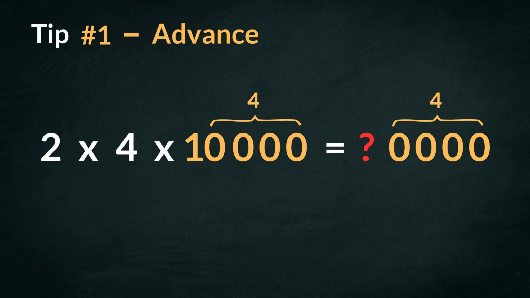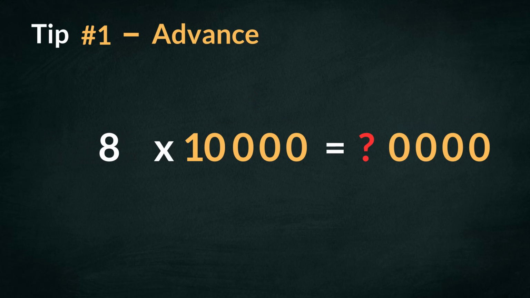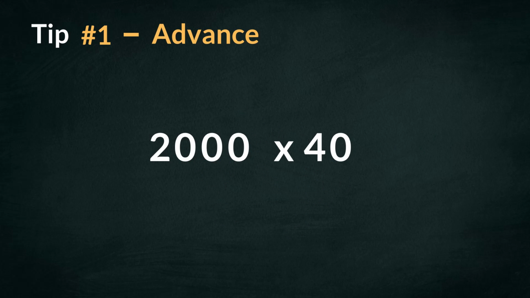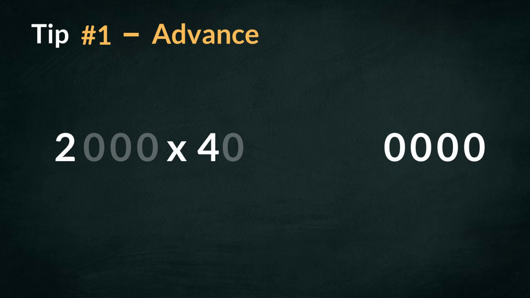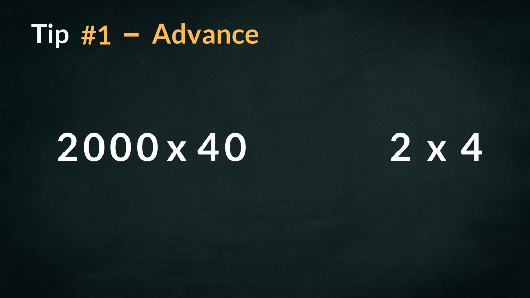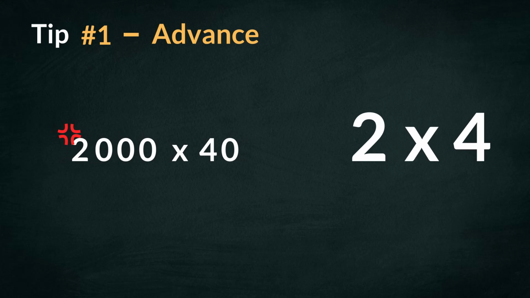We just need to figure out what the product of 2 times 4 is, then add 4 zeros later. 2 times 4 equals 8. With 4 zeros, it's 80,000. So what have we learned? When multiplying with multi-digit numbers, and these numbers have zeros at the end, we can put those zeros to the side, multiply with what's left, then add all those zeros to the result. If you compare multiplying 2,000 by 40 with multiplying 2 by 4, it looks significantly easier, doesn't it?